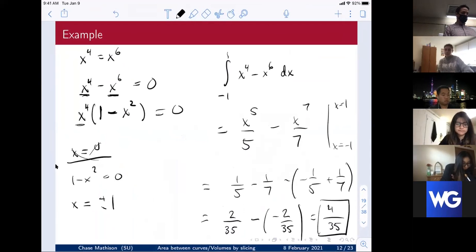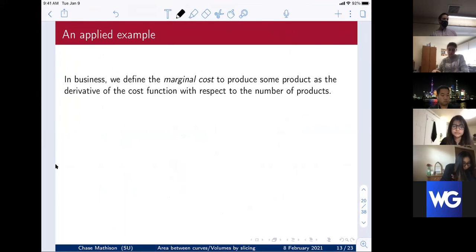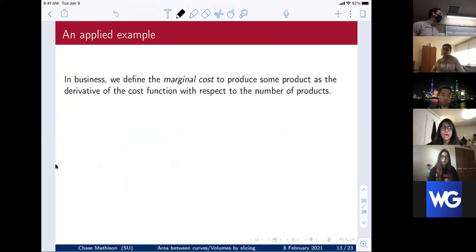Okay. So good. All right, so we got one more example that we're going to get through, and this comes up on the homework. So in business, you have what's called a marginal cost. A marginal cost to produce some product is just the derivative of the cost function with respect to the number of products. Okay, now what I've said here is actually not true.